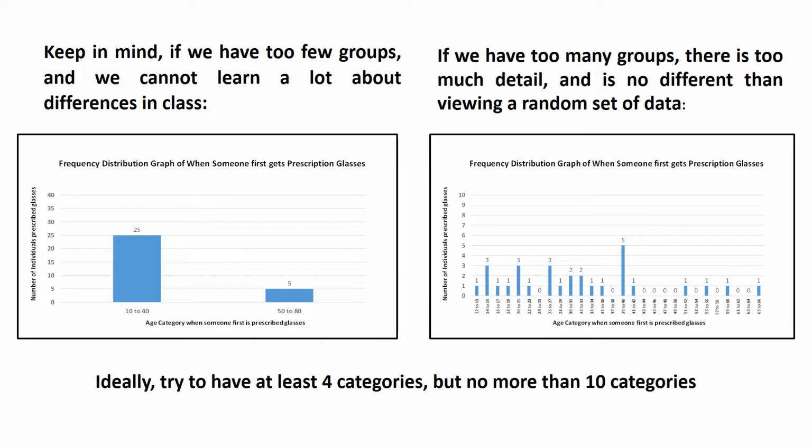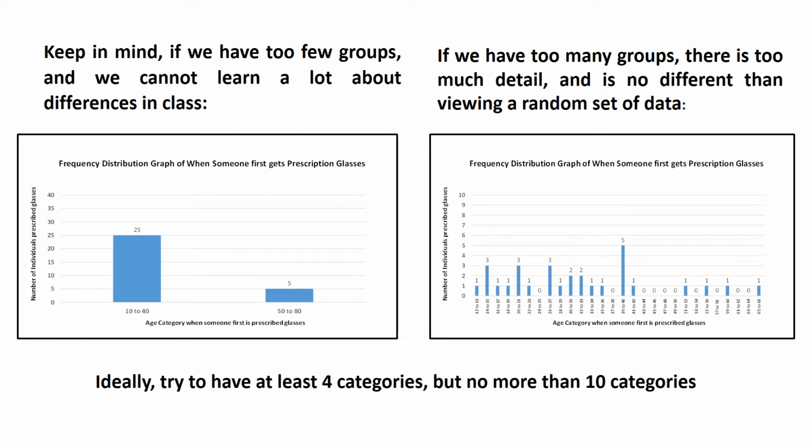Now, why did I pick 6? Well, if we have too few groups, if I distributed the age range for the first time someone got prescription glasses into just 2 groups, ages 10 to 40 and ages 50 to 80, it's hard to see. There'll be more people in 10 to 40 than 50 to 80. Yeah, you can see not much of a pattern here.